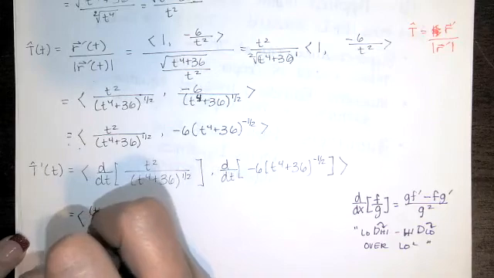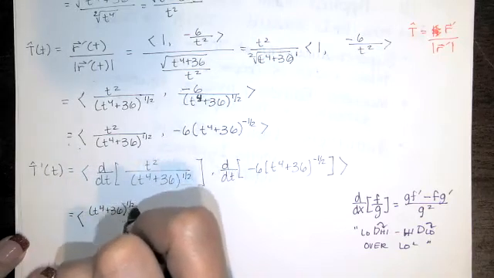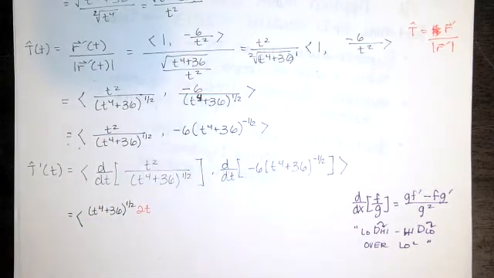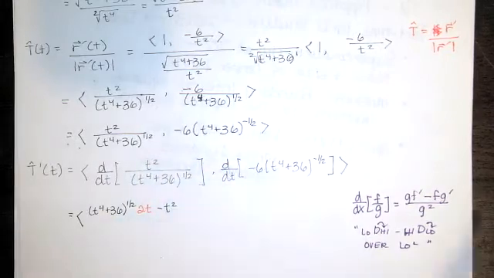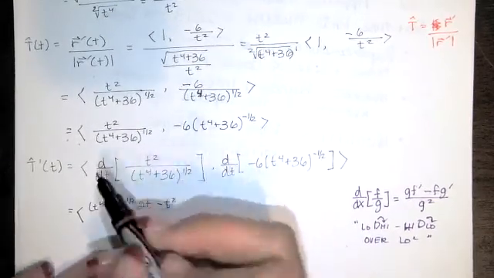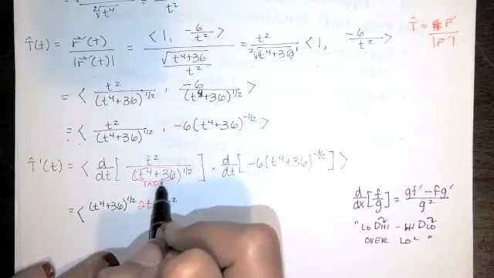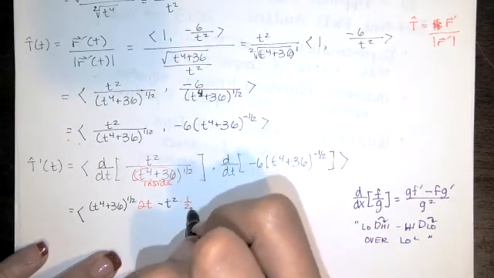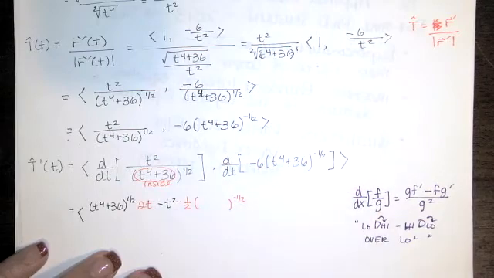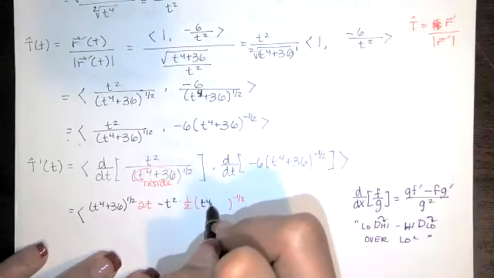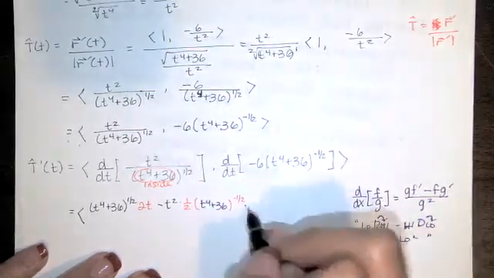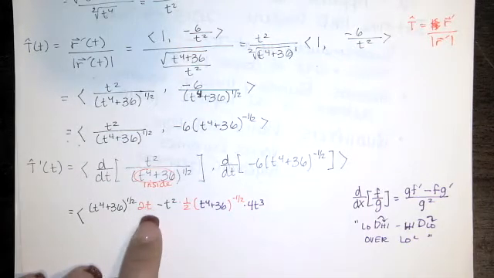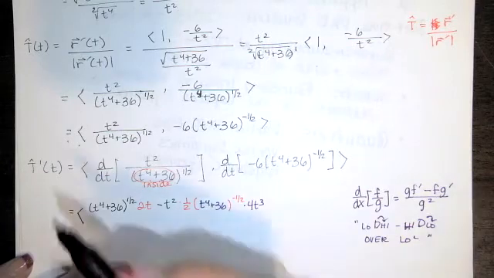So it'll be low d high. The derivative of the top function is the derivative of t squared, which is 2t, minus high d low. The derivative of a function raised to the 1/2 power requires the chain rule. Derivative of a function to the 1/2 is 1/2 of that function to the negative 1/2. And you want to put your inside function back inside without differentiating. And then you multiply by the derivative of the inside by the chain rule, which is 4t cubed. This is low d high minus high d low, all over low low.